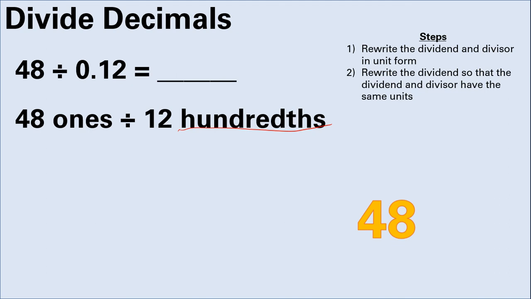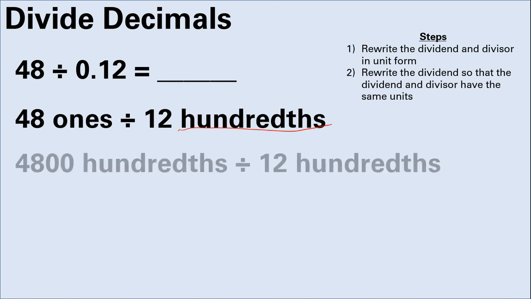Notice here we have 48. There's no tenths and there's no hundredths. But just because those are blank just means that there's 0 tenths and 0 hundredths. So we can insert those zeros into the tenths and hundredths place. Now looking at the whole number, we can see that there is 4,800 hundredths. So we have 4,800 hundredths divided by 12 hundredths.